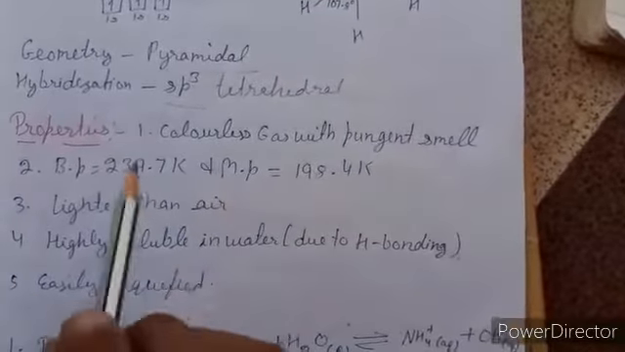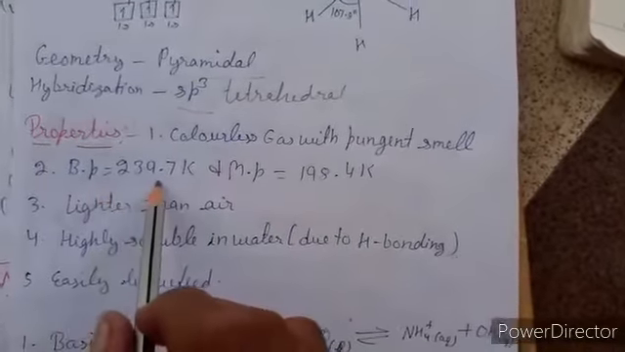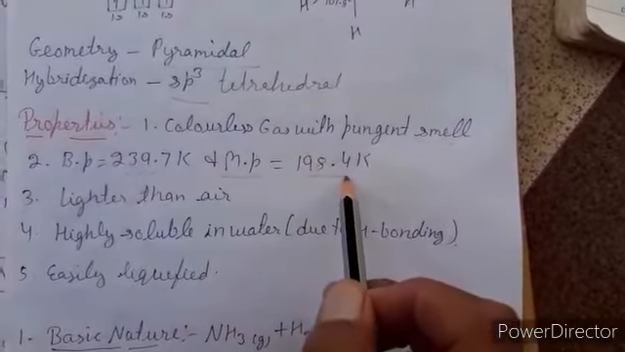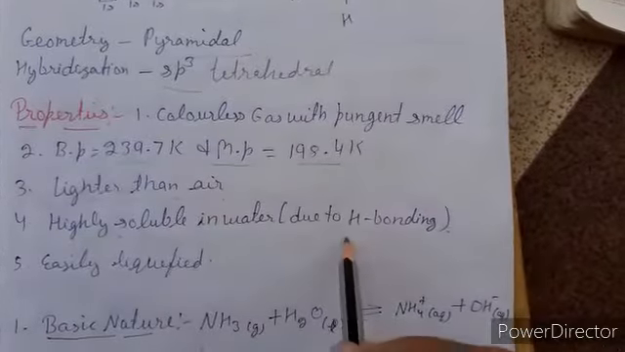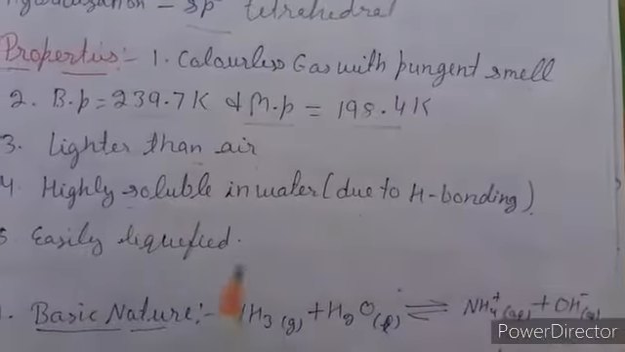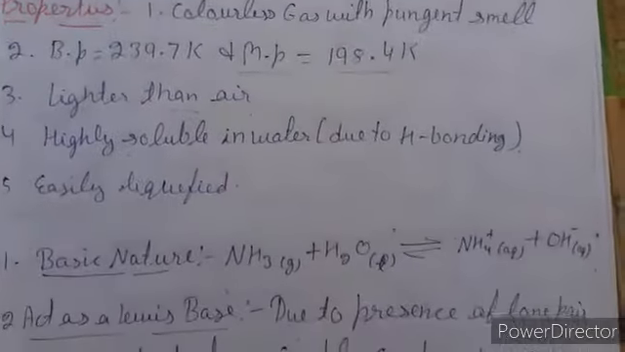So next, first we discuss the physical properties of ammonia. It is a colorless gas with a pungent smell, boiling point 239.7 Kelvin and melting point 198.4 Kelvin. It is lighter in weight than air and highly soluble in water. Why is it highly soluble in water? Due to the formation of hydrogen bonding, that's why it is highly soluble in water and easily liquefies.